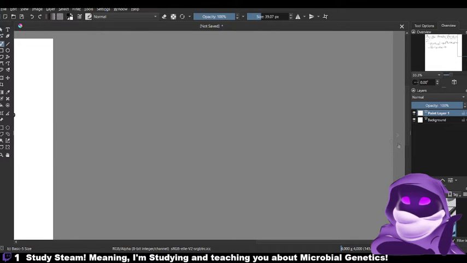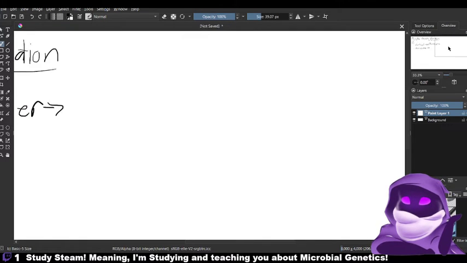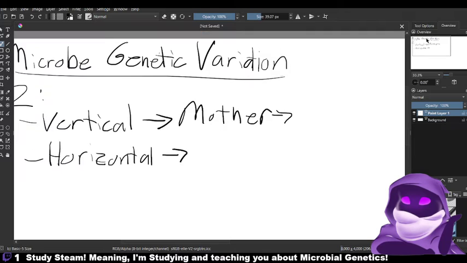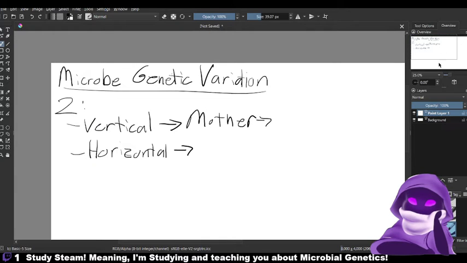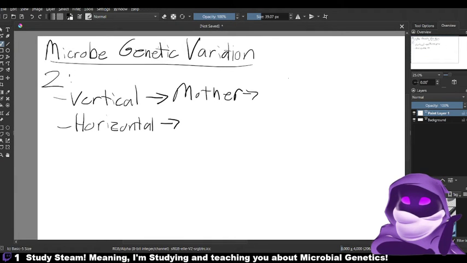Oh gosh, I don't have enough room. My handwriting is so large, it's a problem all the time. Let's just make this smaller. There we go. To daughter cell.